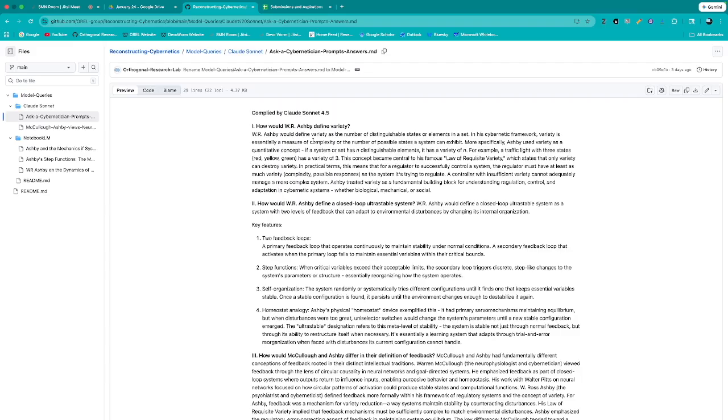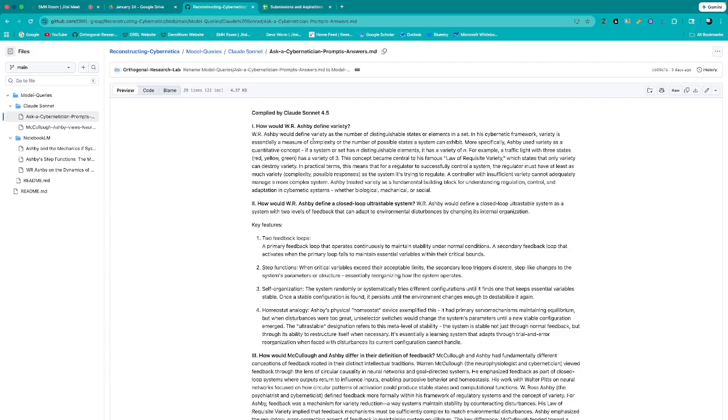And then they have this homeostat analogy. Ashby's physical homeostat device exemplifies this. It had primary servo mechanisms maintaining equilibrium, but when disturbances were too great, uniselector switches would change the system's parameters until a new stable configuration emerged. The ultra-stable designation refers to this meta level of stability. The system is stable not just through normal feedback, but through its ability to restructure itself when necessary.